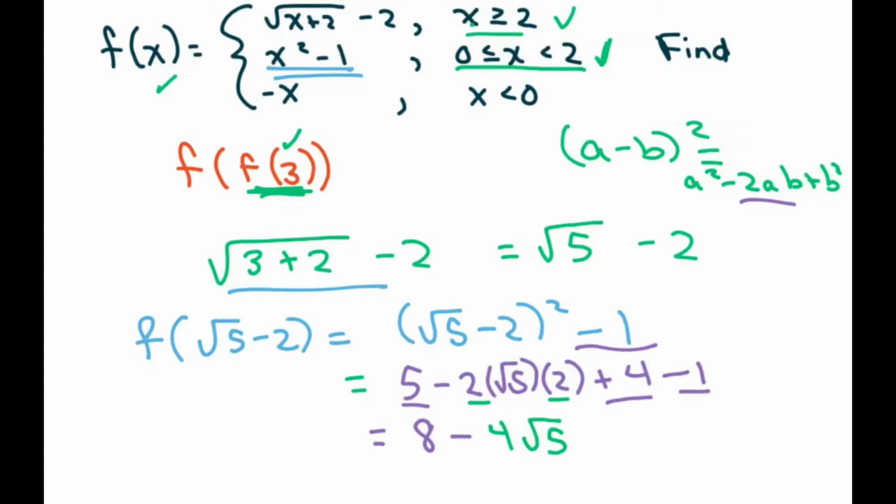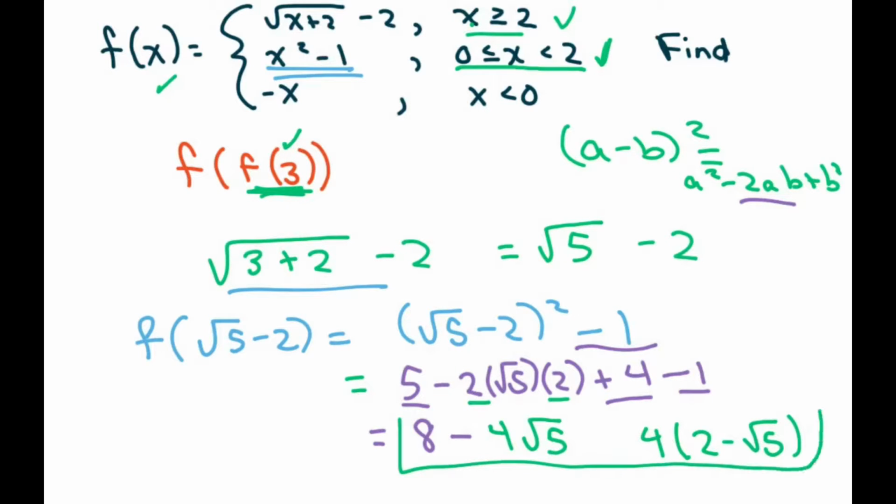If you want, you can factor out a 4. You don't have to. So that would be 4 times (2 minus the square root of 5). Either way, both of these answers are correct.